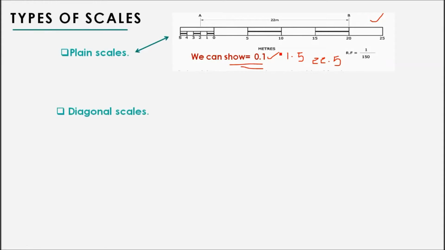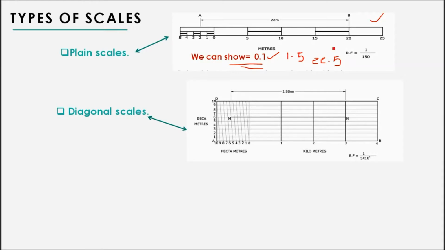And further we have diagonal scales. This is a representation of a general diagonal scale. Here we have 3 units of representation: kilometers, hectometers, and decameters. That means here, after the point, we can show up to 2 digits, 1 and 2. So in diagonal scales we can represent up to 2 digits, like 3.56 kilometers. So in diagonal scales the accuracy is up to 2 digits after the point.